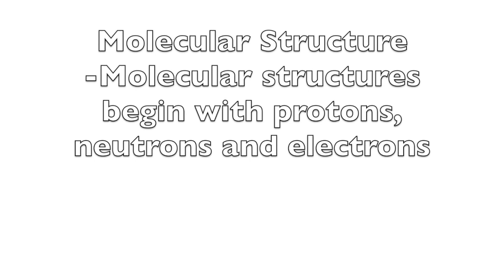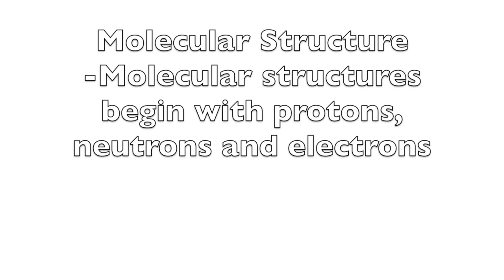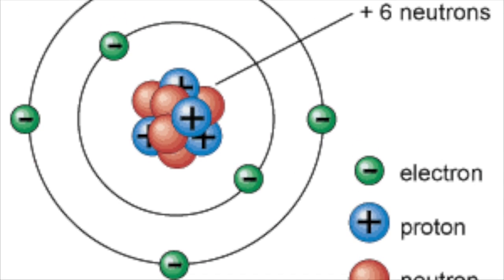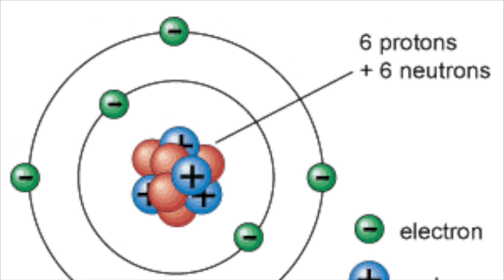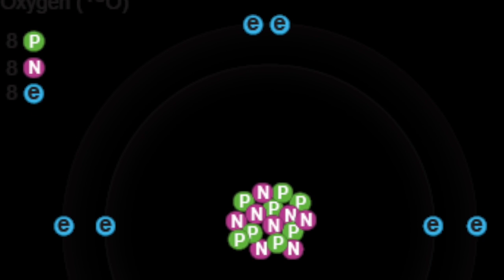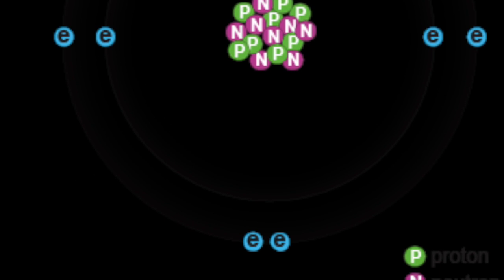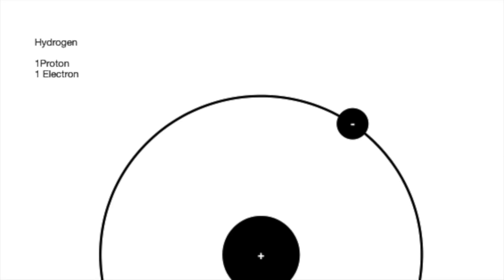These molecules first begin with their atoms. These atoms are composed of protons, neutrons, and electrons. The atoms that compose these sugars are carbon, oxygen, and hydrogen. The carbon atom is composed of 6 protons, 6 neutrons, and 6 electrons. The oxygen atom is composed of 8 neutrons, 8 protons, and 8 electrons. And the hydrogen atom is 1 proton and 1 electron.